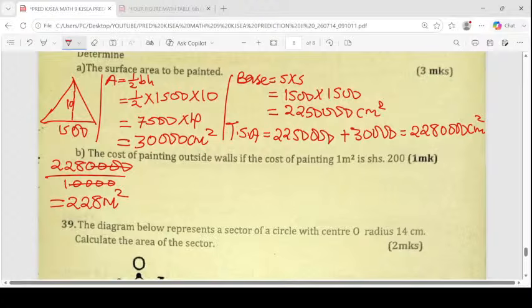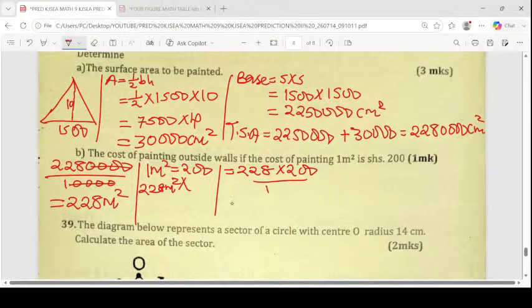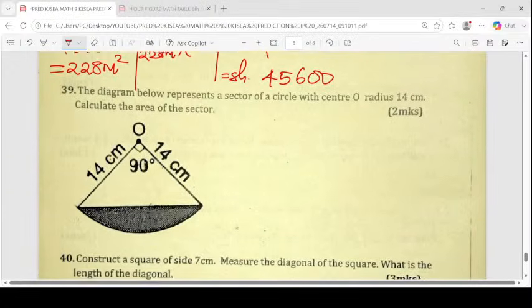And you know that 1 square meter is costing 200 shillings. What about 228 square meters? You now cross multiply. This will be 228 times 200 over 1, which amounts to 45,600 Kenyan shillings.